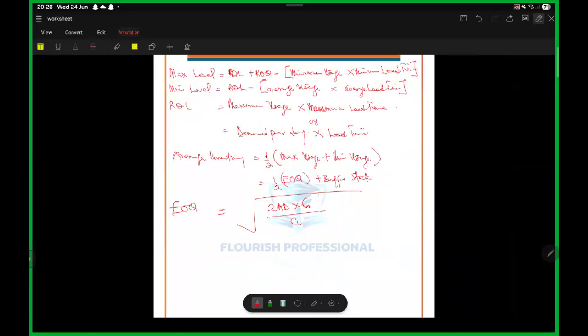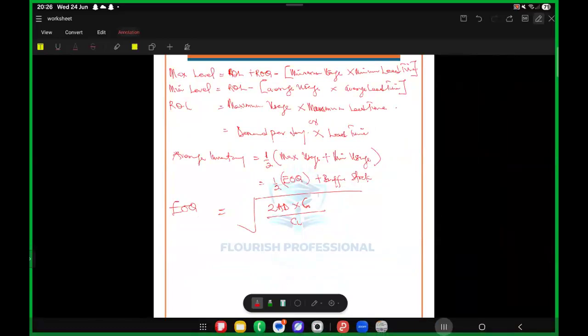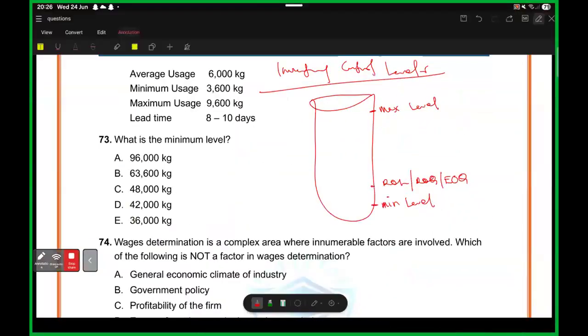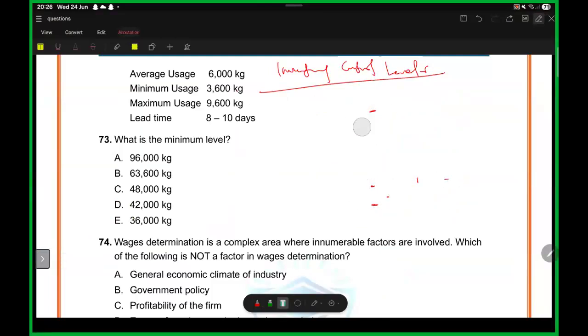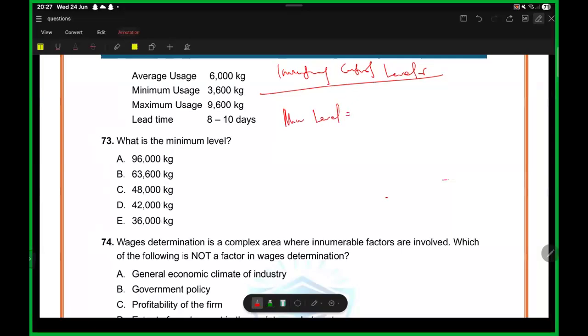These are the inventory control levels. You have to take note of them. If you can take a screenshot, it will help. You memorize it and then you are good to go. From what we have here, it's so simple for me to now calculate. We are told to find the minimum level, and I already told you how to calculate it.